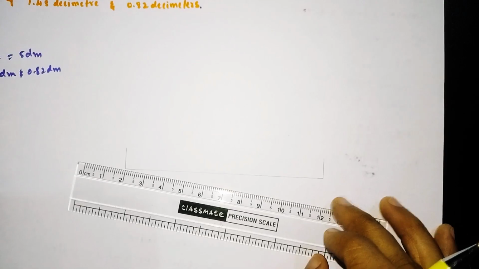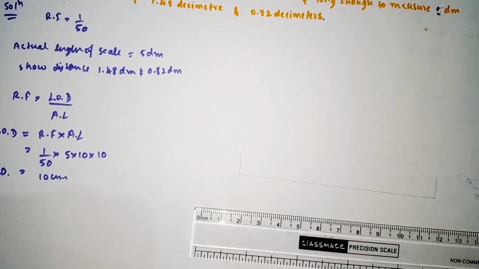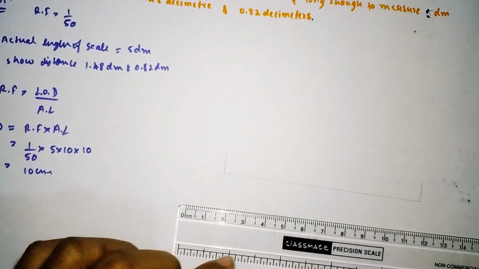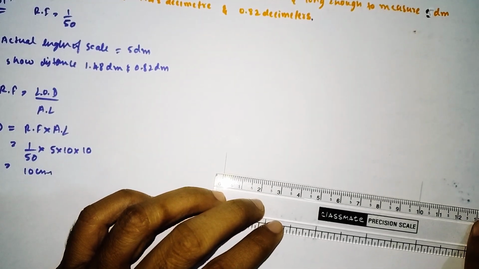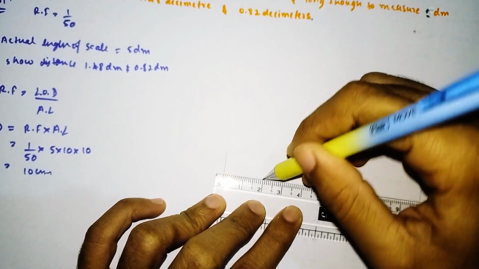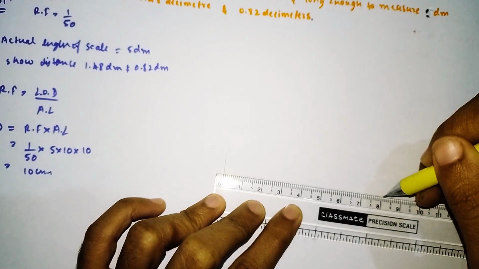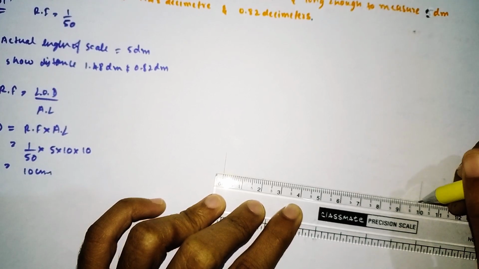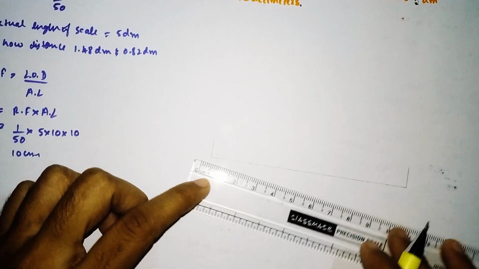Before this, we have to divide this 10 centimeter line into 5 equal parts. To make the 5 equal parts I am dividing this 10 centimeter line into 5 equal parts, which means I will mark each 2 centimeter. 10 divided by 5 will be 2 centimeter, no? Sorry, here. So I am marking. I have marked 5 equal parts.